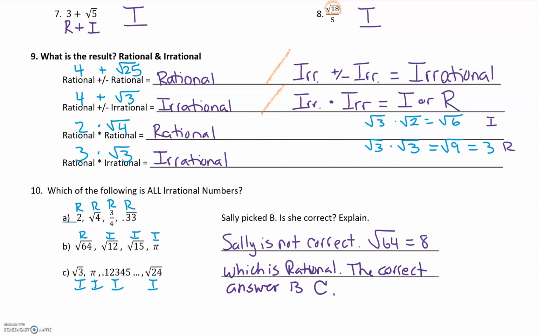All right, on A, all 4 are rational. On B, all of them are irrational except for the first one, and on C, all of them are irrational. So Sally is not correct. The square root of 64 is 8, which is a rational number because it's a perfect square. So the correct answer is C. All right, hope you understand rationals and irrationals.